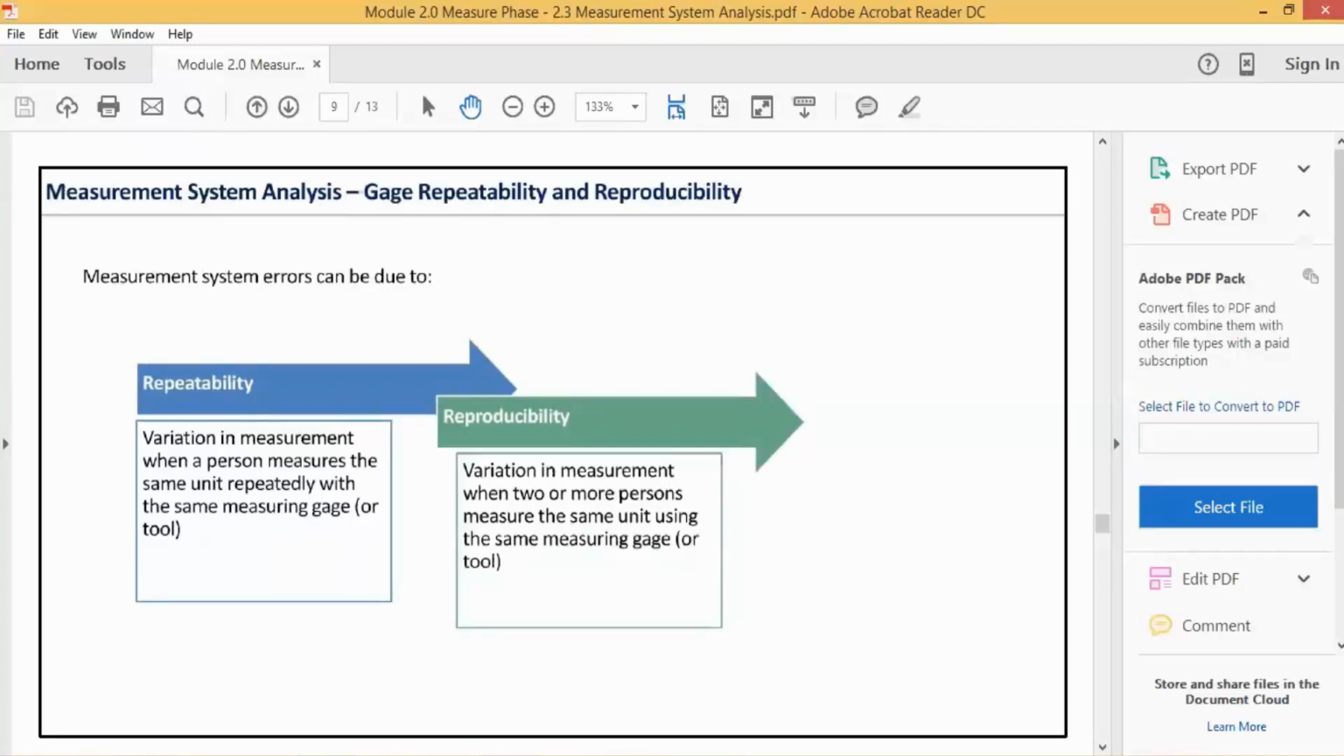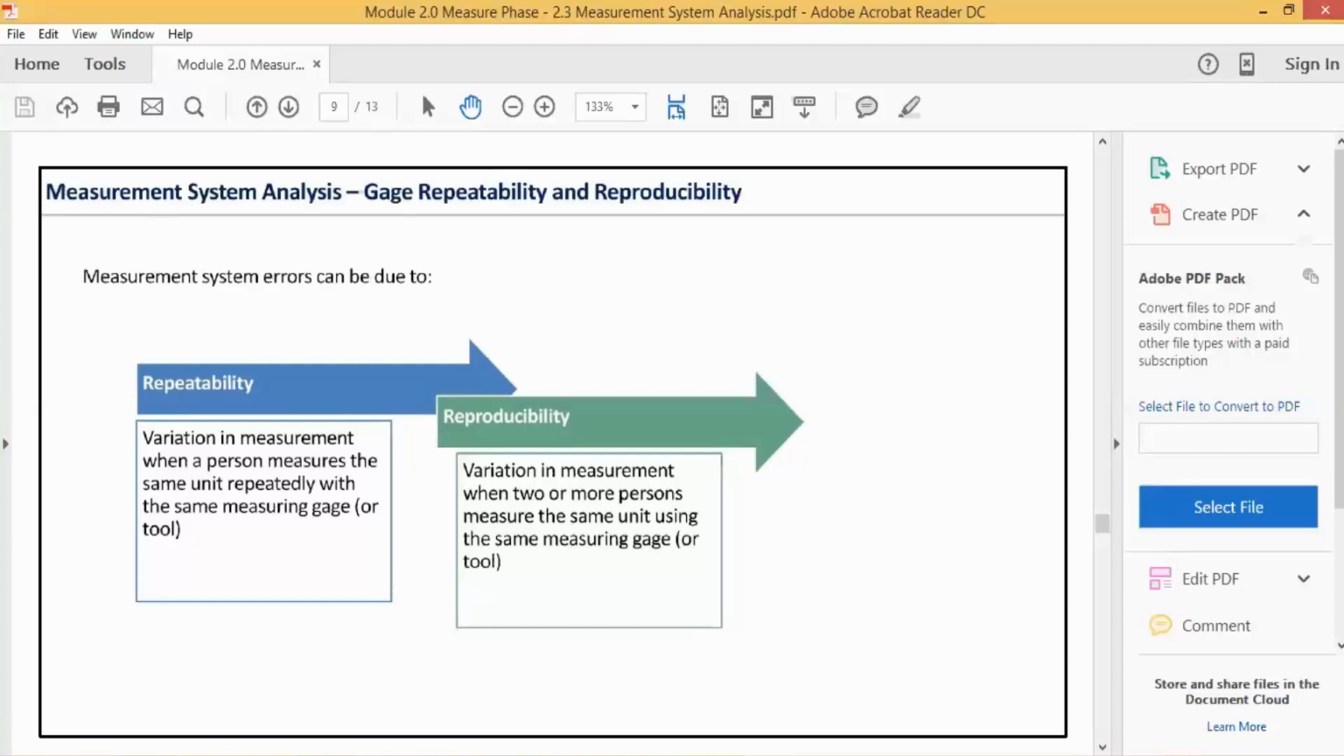What is repeatability? Variation in measurement when a person measures the same unit repeatedly with the same measuring gauge. What is reproducibility? Variation in measurement when two or more persons measure the same unit using the same measuring gauge or tool. So in repeatability, only one person is doing it. In reproducibility, more than two persons are doing it. This slide is very important: gauge repeatability and reproducibility, most important, slide number 9, measure phase.